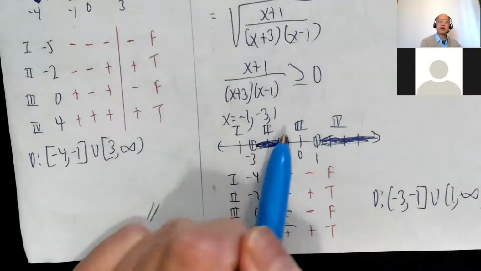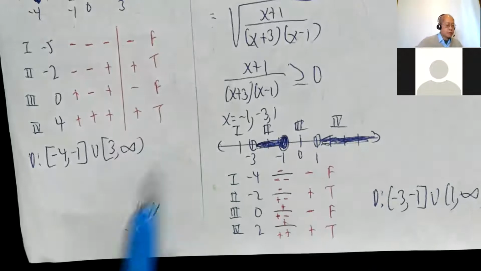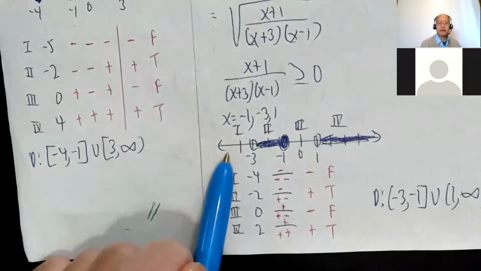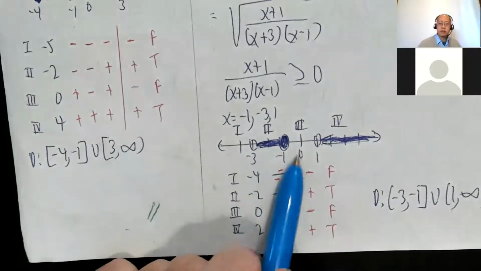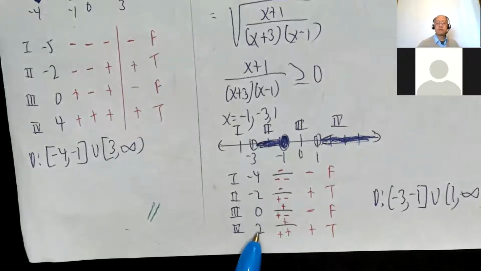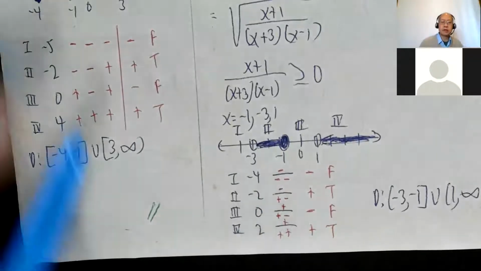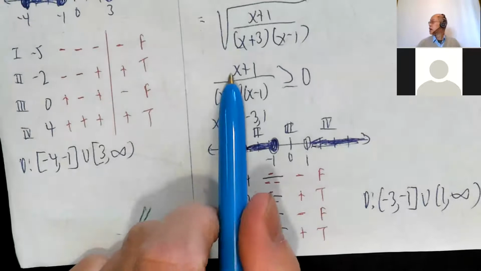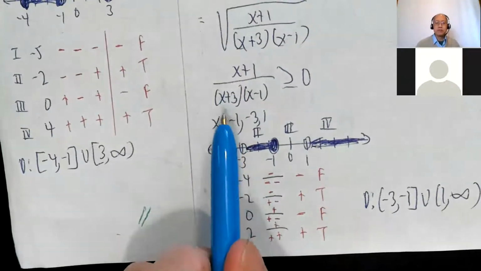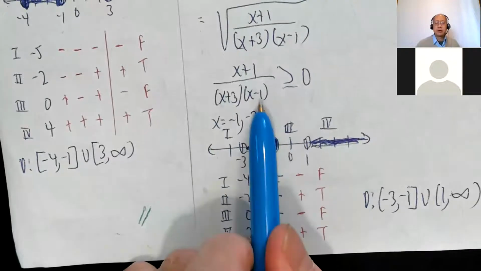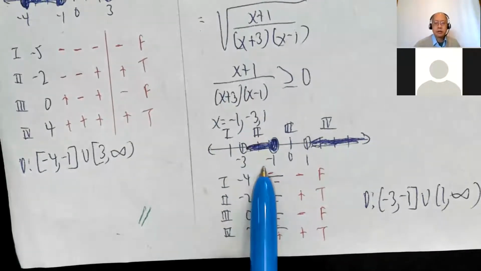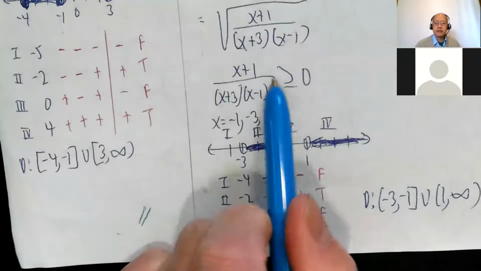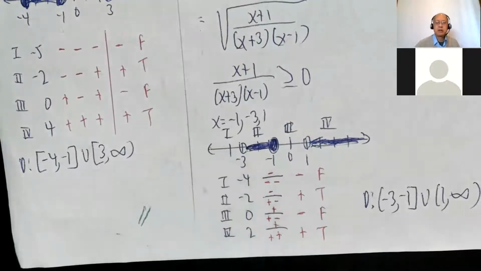All right, then I just do the same thing. It's a little bit longer because I have 4 regions. So at the start, at least, I don't know which region to shade in. Let's just pick something over here like -4. Something here is like -2, 0, and 2. Do my sign chart. -4. -4 plus 1, negative. -4 plus 3, negative. -4 minus 1, they're all negative. 3 negatives, when you multiply and divide, you end up with a negative. Negative greater than or equal to 0, no, that's false. Don't shade in region 1.